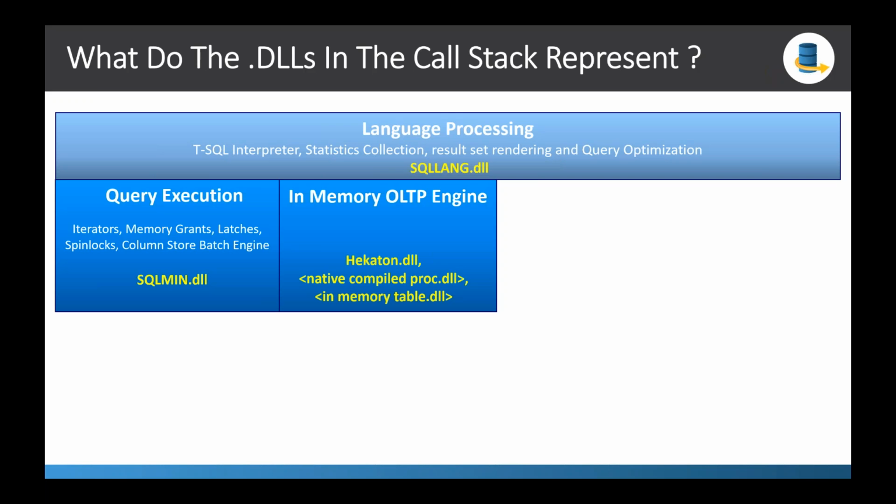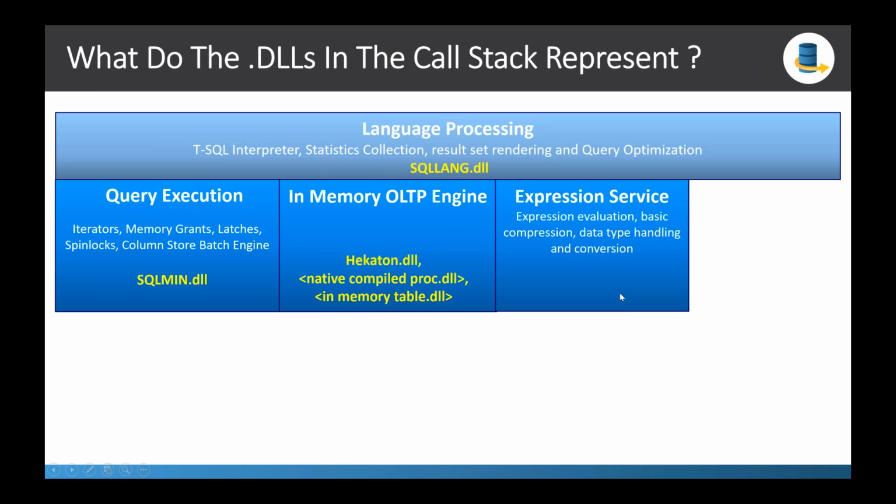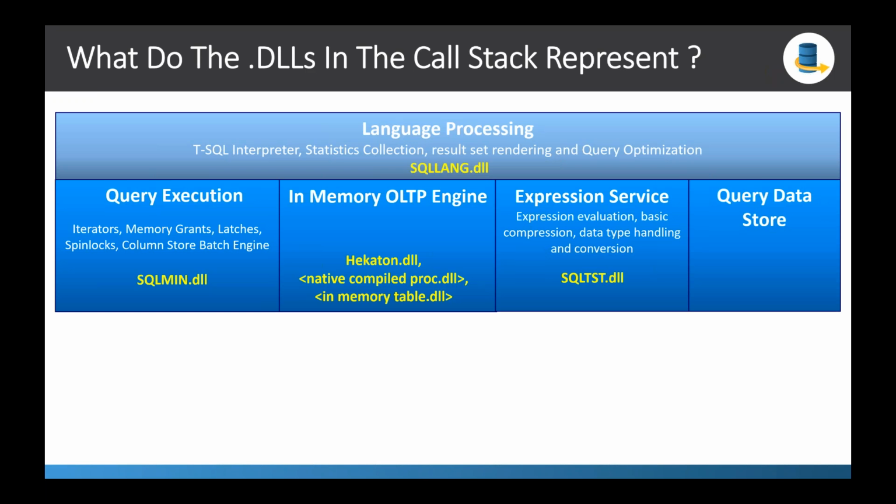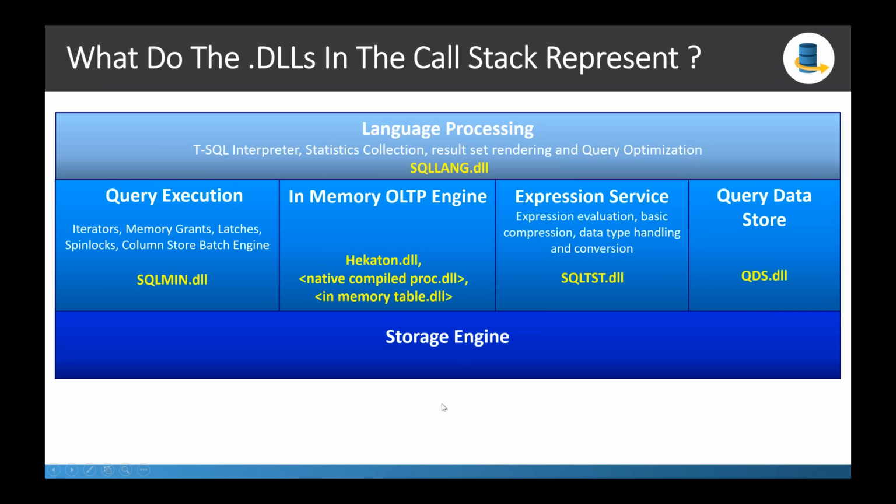The memory OLTP engine, you have a single DLL for the engine itself. You'll also have a separate DLL for every natively compiled procedural function and a separate DLL for each memory optimized table, and these are linked in with the engine dynamically. Okay. Expression service, you've got something that performs expression evaluation, basic compression, data type handling and conversion, SQL TST.dll. The query data store, that's got its own DLL, unsurprisingly called QDS.dll. Storage engine, again, that comes out of SQLmin.dll.